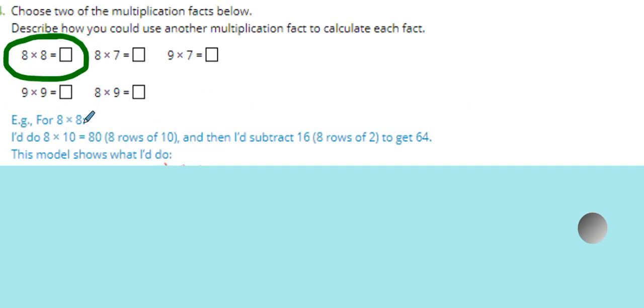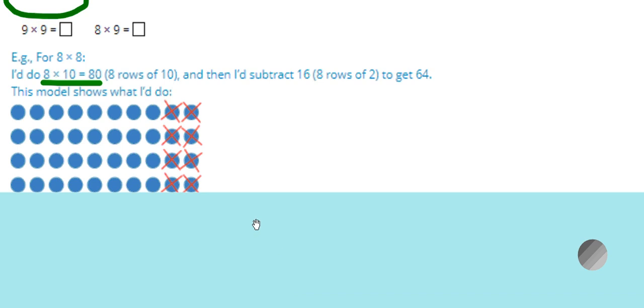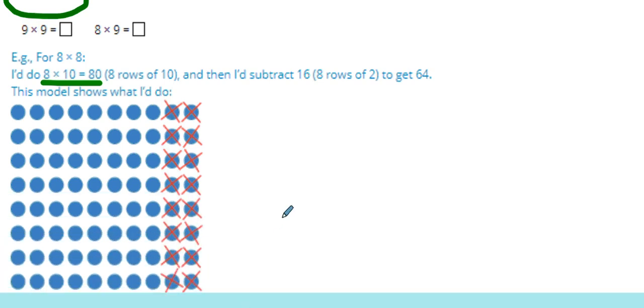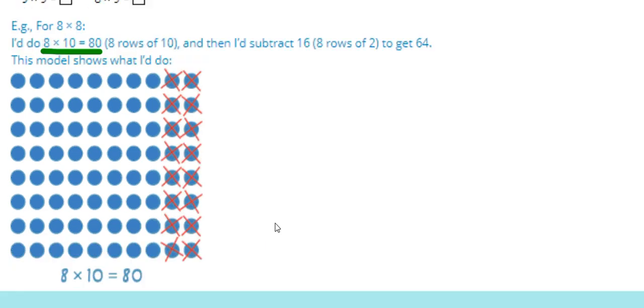Okay, but they're thinking, well, it's close to 80. It's close to 8 times 10. It's 8 groups of 8, but they're going to draw 8 groups of 10. Okay, so they've drawn, all the blue ones are 8 groups of 10. 1, 2, 3, 4, 5, 6, 7, 8. 8 rows, each row has 10. They know that's 80, right? You guys know 8 times 10 is 80.